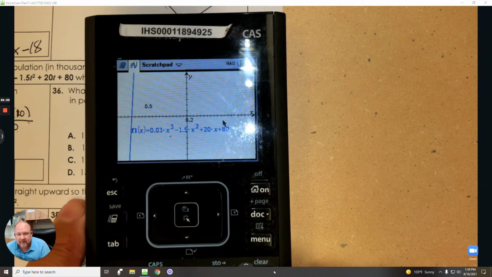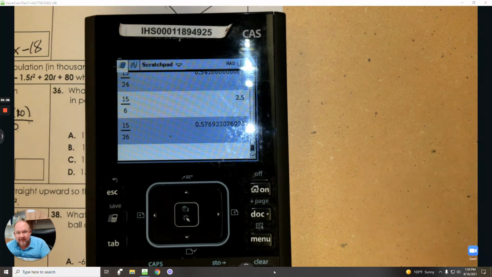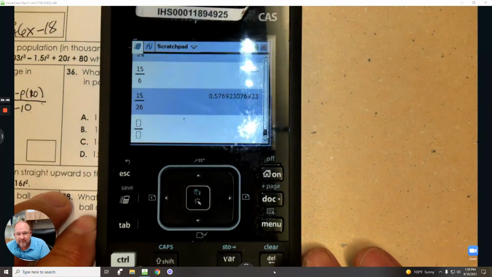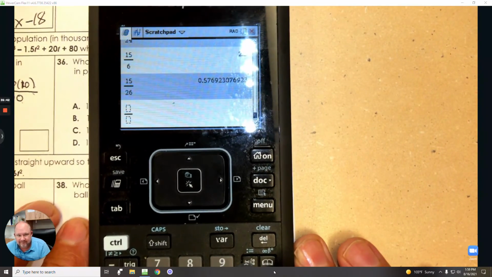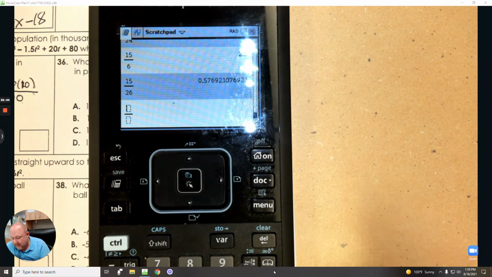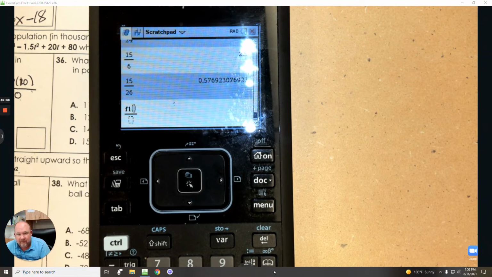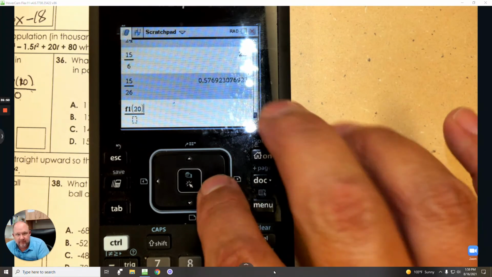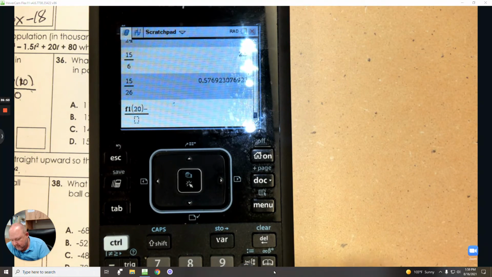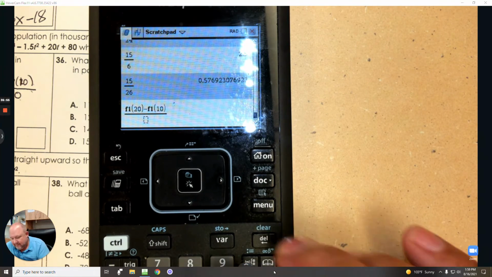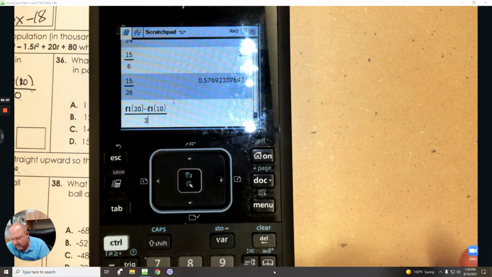And then I'm going to press that shaky calculator button again. And now we're going to evaluate it. So I want you to go control and then divide. That's a fraction. And then I want you to type it in. Now in the calculator it's defined as F1. So I'm going to go F1 20, subtract F1 10. And then in the denominator is 20 take away 10.